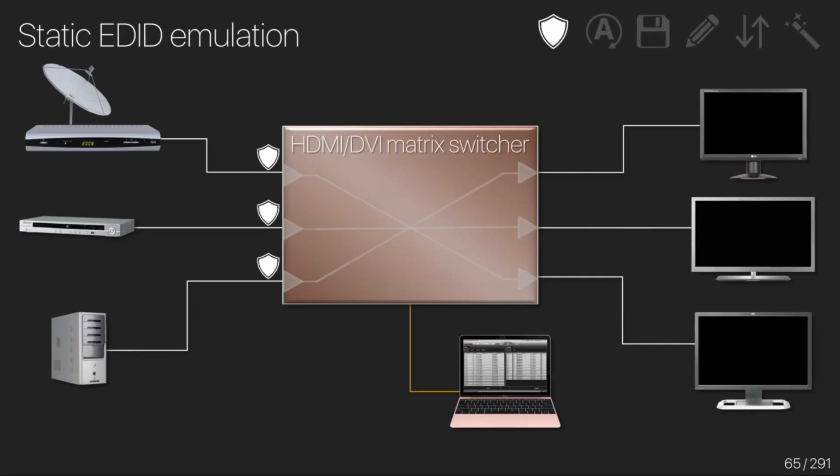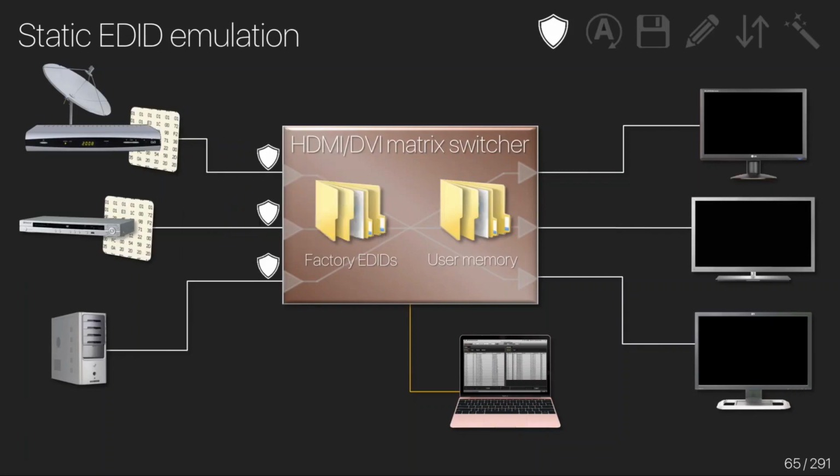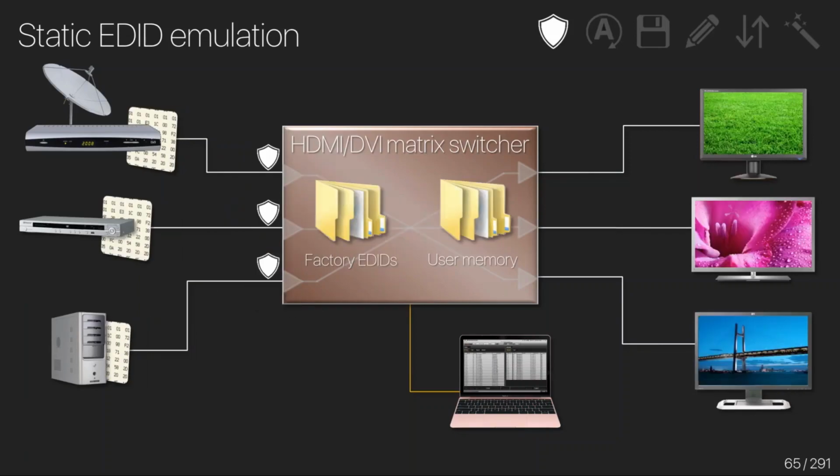We've got 3 sources, 3 displays, and a matrix switcher, which is controlled by a laptop running our Lightware device controller. The CPU board of the matrix has factory default EDIDs and also user programmable slots, just like the EDID manager. And you can use a control PC to create or modify EDIDs and upload them into the user programmable slots. Static emulation means that the emulated EDID is taken from this internal memory of the matrix, so either from the factory list or the user memory. When the sources read out the EDIDs, they start sending their image, and the displays show them.